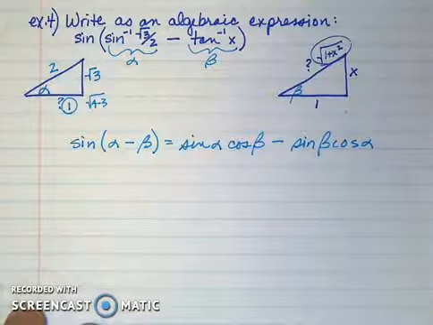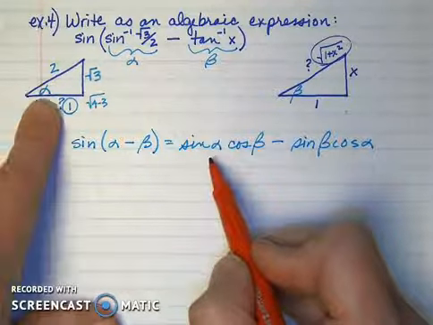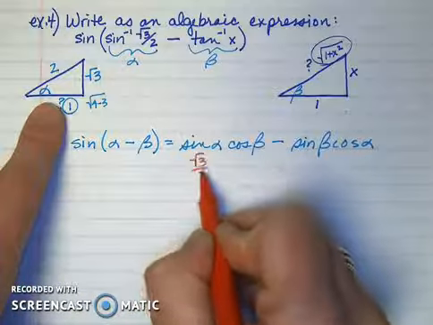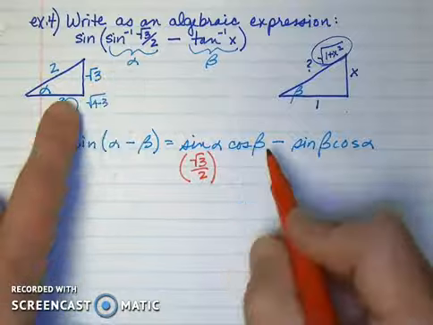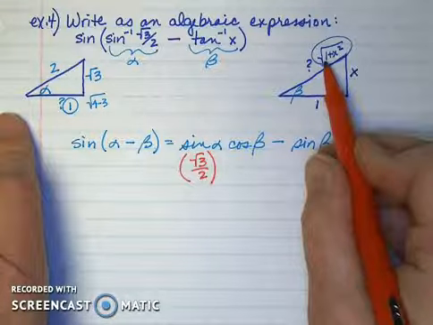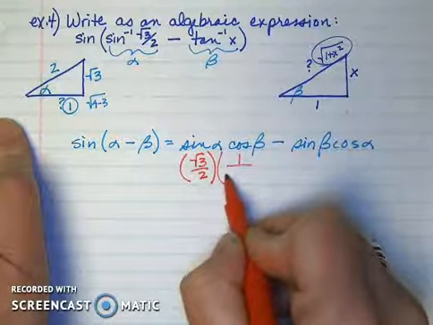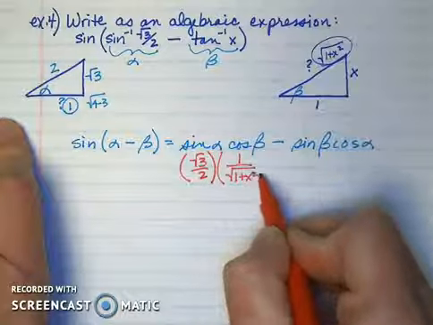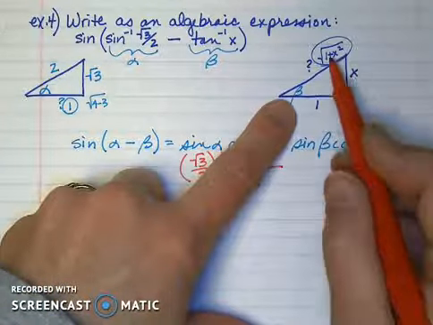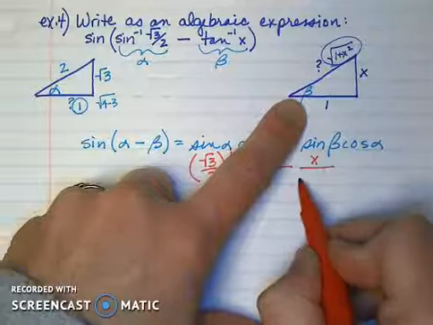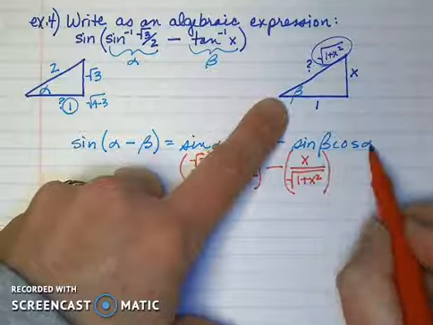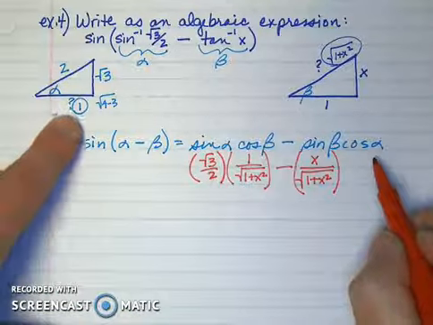Here we go. Sine of alpha, that's this triangle. The sine, we already know, is the square root of 3 over 2. We have that from the problem. Okay? And cosine of beta. Cosine of beta is adjacent over hypotenuse. So that becomes 1 over the square root of 1 plus x squared. Minus the sine of beta back here. The sine would be x over the hypotenuse, square root of 1 plus x squared. And the cosine of alpha back over here is 1/2.